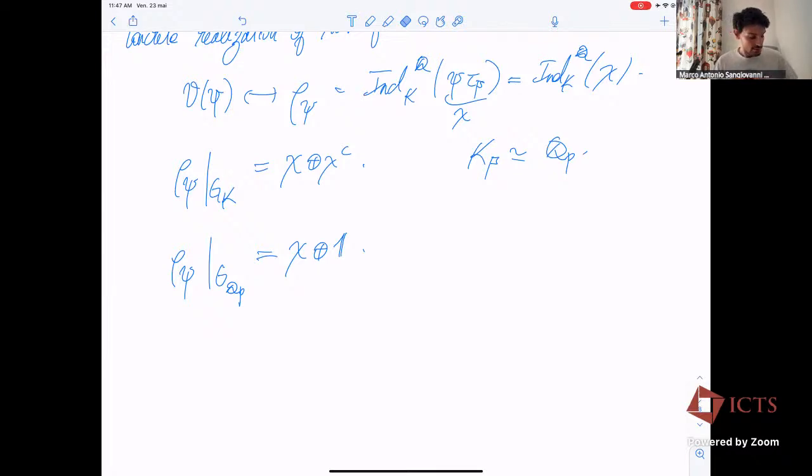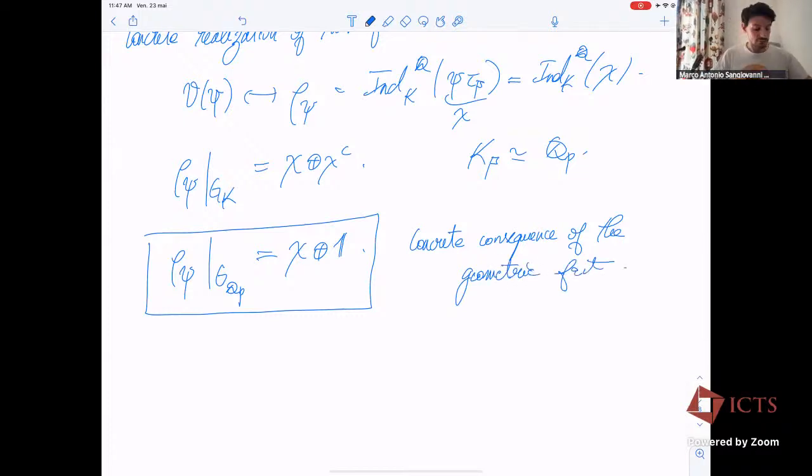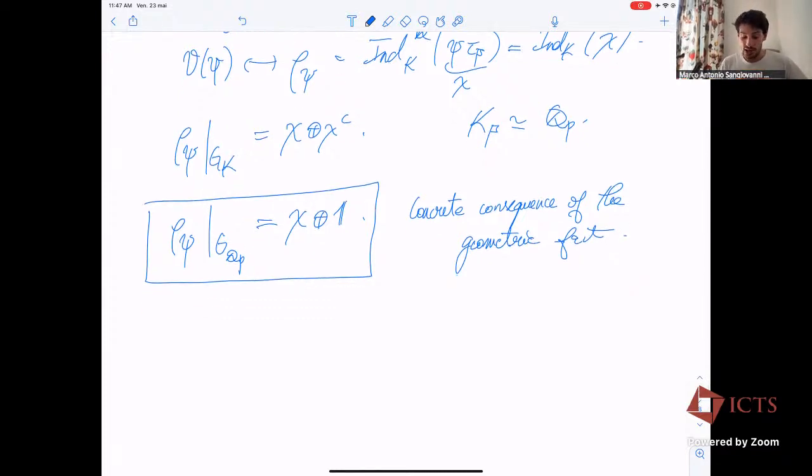Okay. So this is the concrete description that we will need, the concrete consequence of the geometric fact. Okay, so now that we have this fact and we know what we have to do, we can begin the construction.